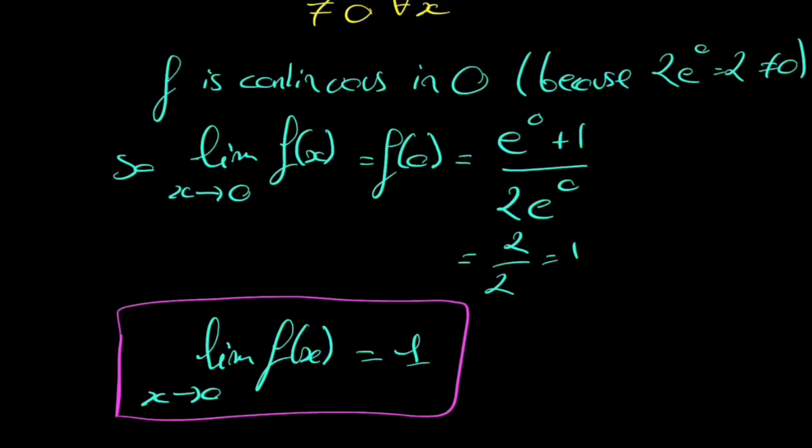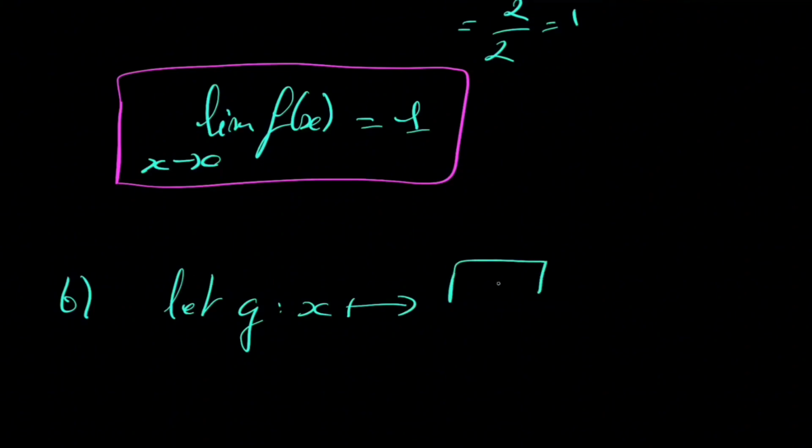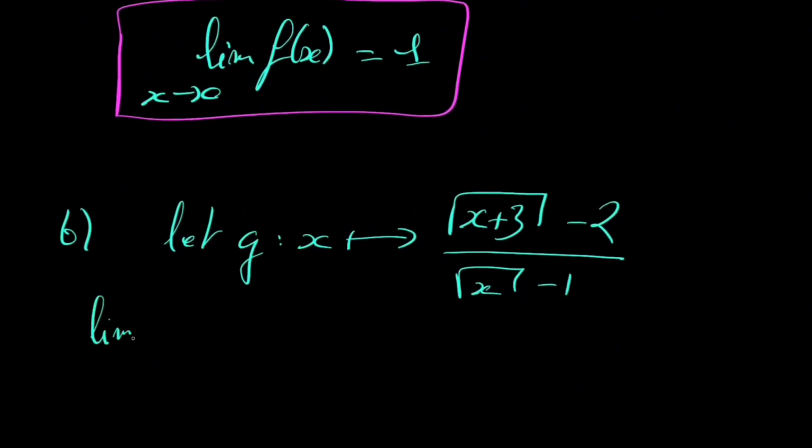First one done. Second one, b, where we let g be the function that given x gives square root of x plus 3 minus 2 over square root of x minus 1. Okay, so we want to find the limit, let's call it b, of g of x when x tends to 1.